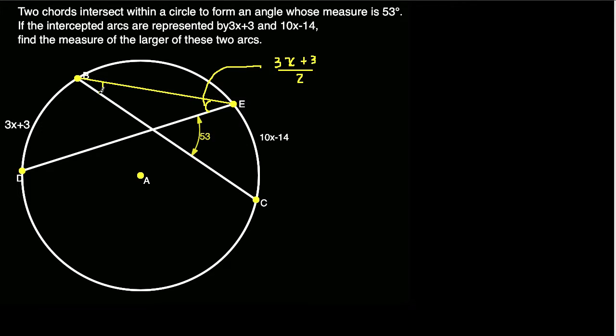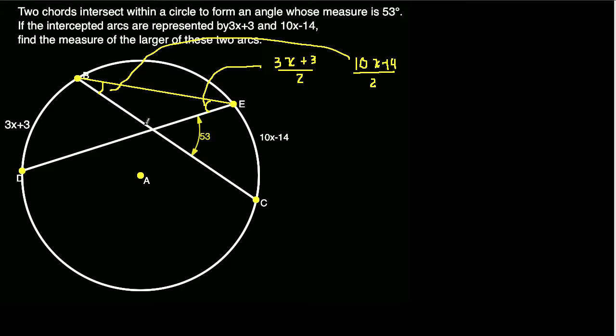This angle right in here is also an inscribed angle, and this is the intercepted arc, or in other words, this is the central angle for that inscribed angle. So this angle right in here is half of that. So that angle right in there is 10x minus 14 divided by 2. This is this angle right in here.